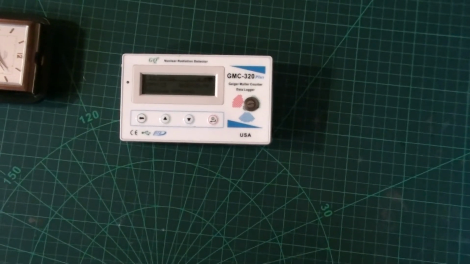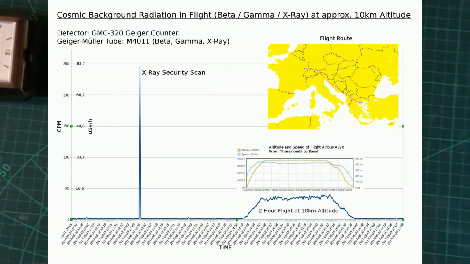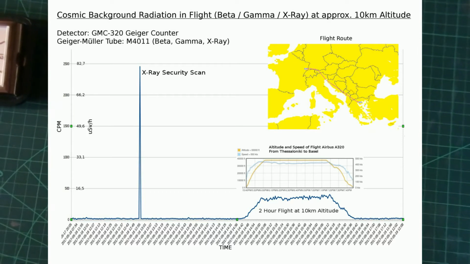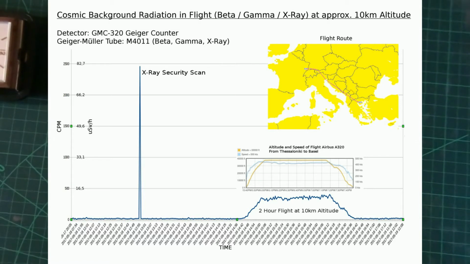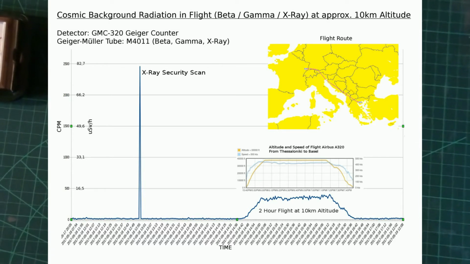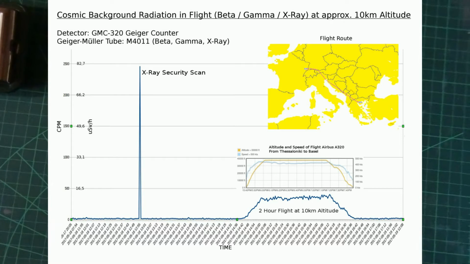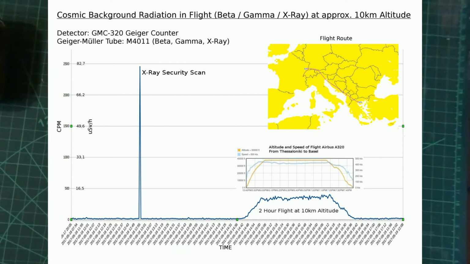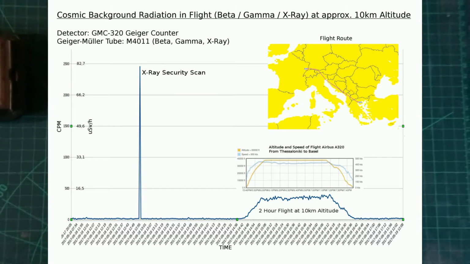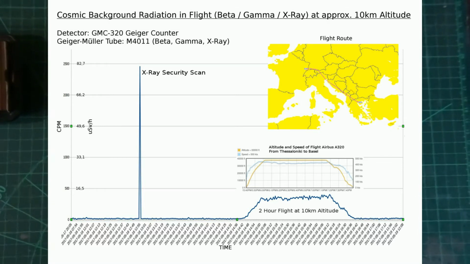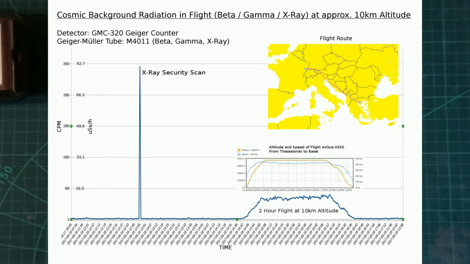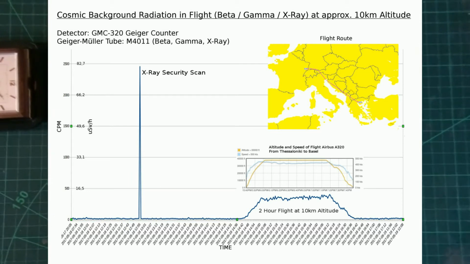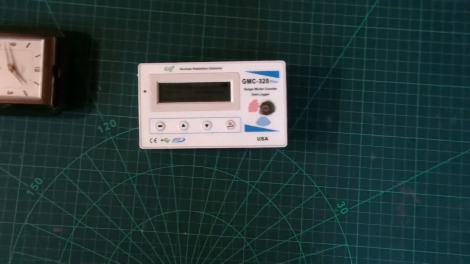I'll show you one of those graphs right now. This was from a trip to Greece that I made, and what you can see is actually the way back. The high peak in the beginning, that's the X-ray security scan at the airport. And then the lower, longer peak, that's actually cosmic radiation. That's just the higher amount of cosmic radiation that you get in an airplane because you have less air to protect you. So you're higher in the atmosphere. And that's really, really fascinating.